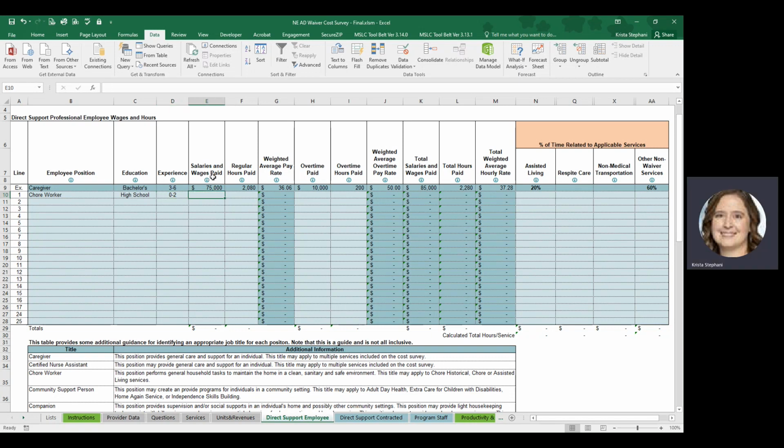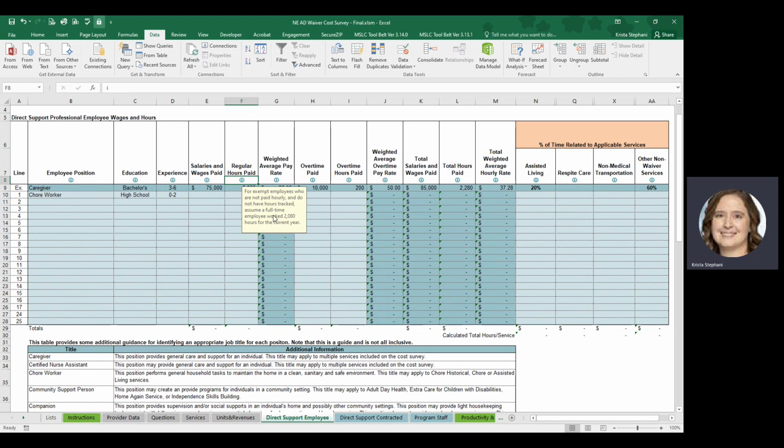From there, you'll indicate the total salaries and wages paid for the position. Again, you can combine all chore workers onto a single line. This information should include all salary and wages that are paid, but exclude any amounts that are paid for bonuses or mileage. Those expenses will be reported separately on the Expenses tab, and please refer to the Expenses training module for more information. In addition to reporting the salaries and wages paid, please also indicate regular hours paid.